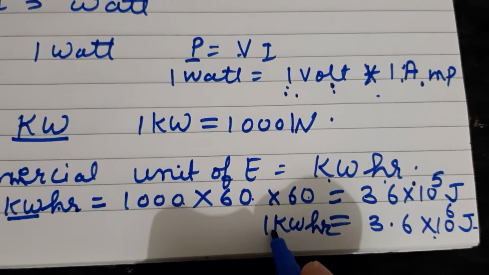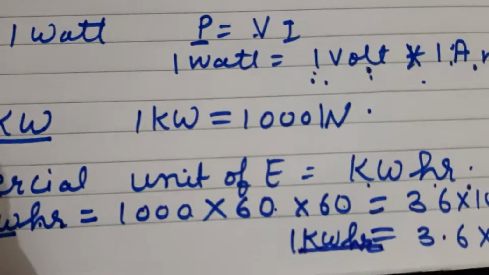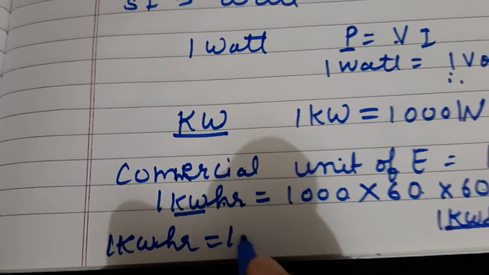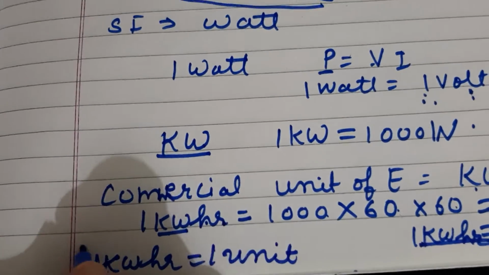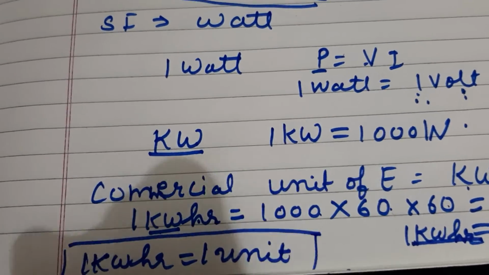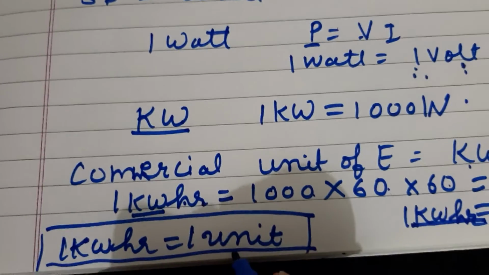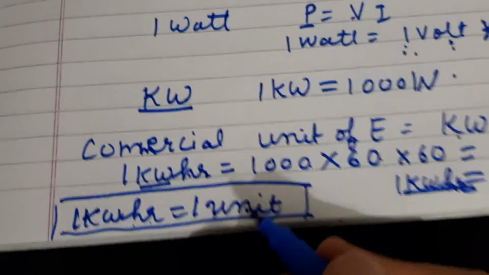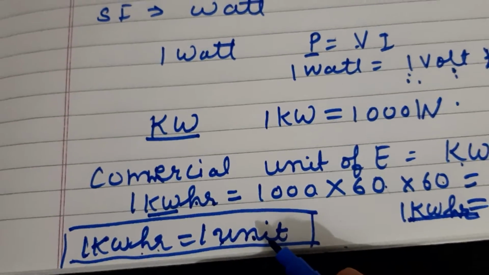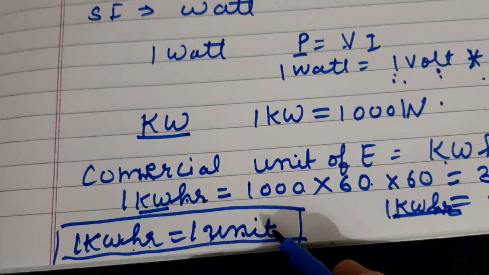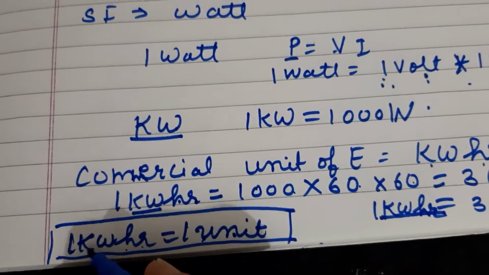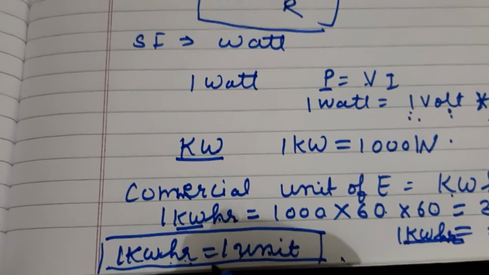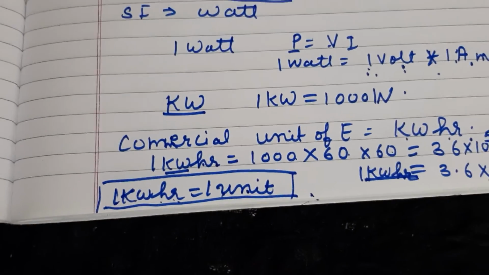Now this 1 kilowatt hour is equal to 1 unit. The commercial unit of energy is the kilowatt hour, and kilowatt hour is also known as the unit. 1 kilowatt hour means 1 unit, 2 kilowatt hour means 2 units. In our electricity bills, it is always measured in the form of units. So the number of units is equal to the kilowatt hours. It is the commercial unit of energy. So that's all for today.